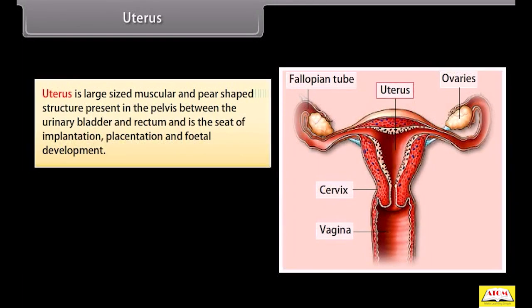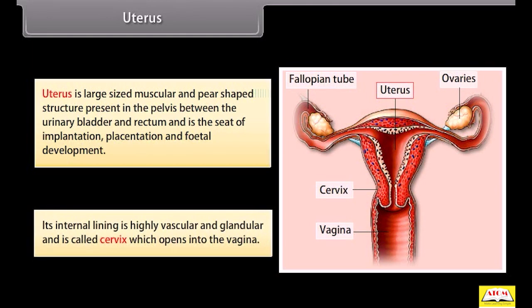Uterus. Uterus is large-sized, muscular and pear-shaped structure present in the pelvis between the urinary bladder and rectum and is the seat of implantation, placentation and fetal development. Its internal lining is highly vascular and glandular and is called cervix, which opens into the vagina.